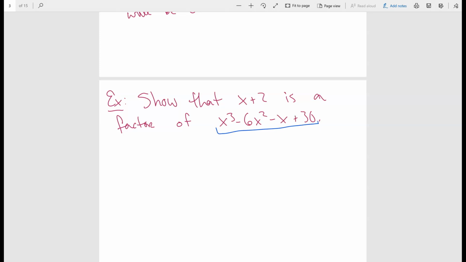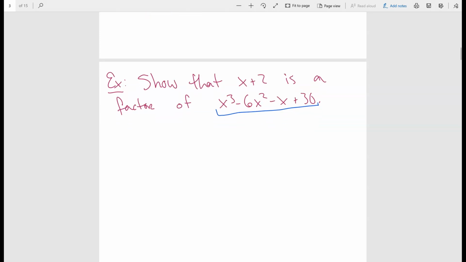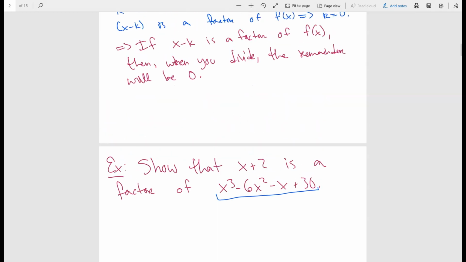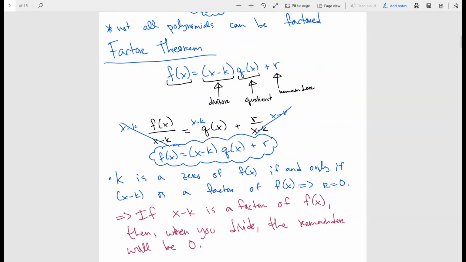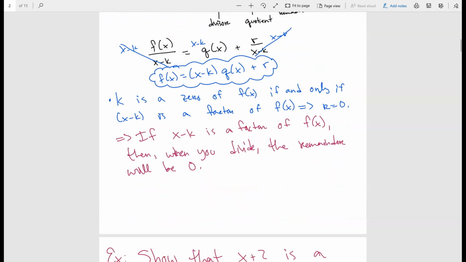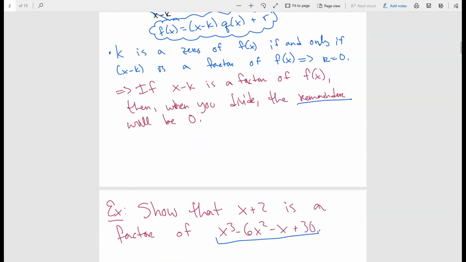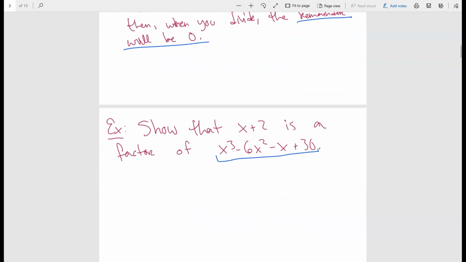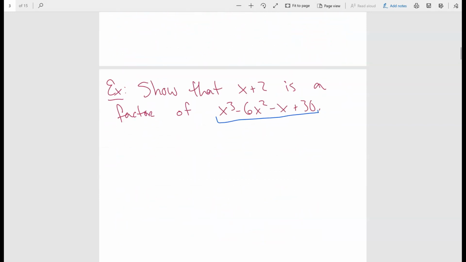We can try factoring by grouping, but there are not going to be any like terms that we can pull out. So we have to use something else. We already know that x plus 2 might be a factor, so we want to use the factor theorem to show that it really is a factor. The way that we're going to do it is to show that the remainder is 0. Okay, so let's start off by using synthetic division.